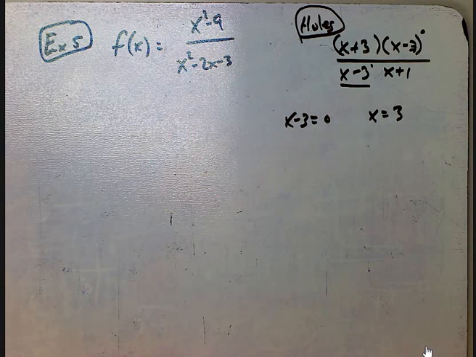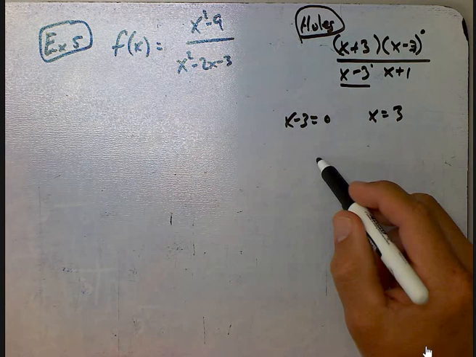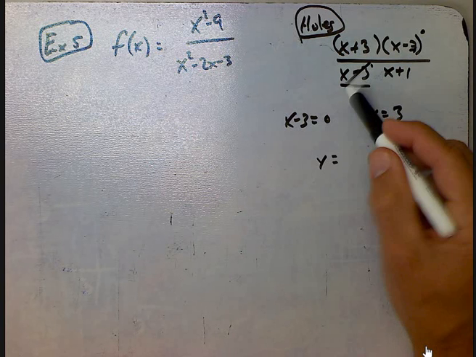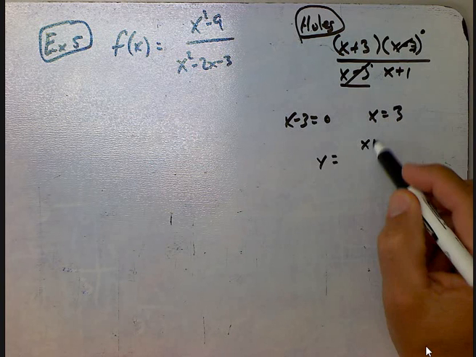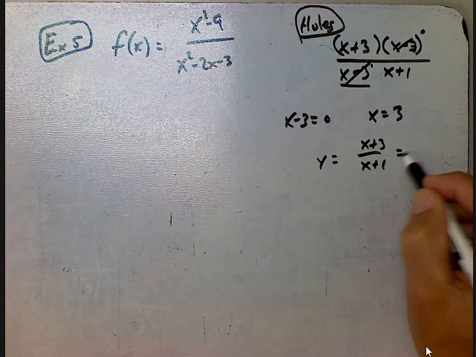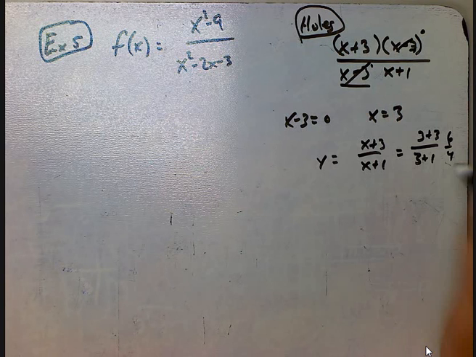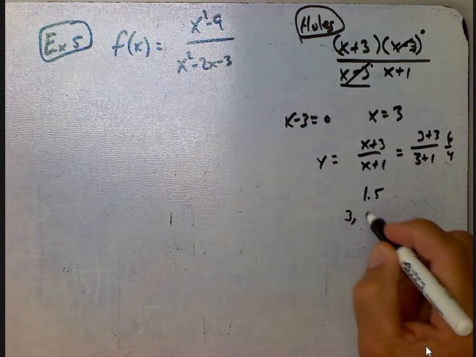Okay, and then to find the y, it is going to be equal to whatever was left, x plus 3 over x plus 1. I'm going to put 3 into it, 3 plus 3 over 3 plus 1, which is 6 over 4, or 1.5. So that's the ordered pair 3 comma 1.5.